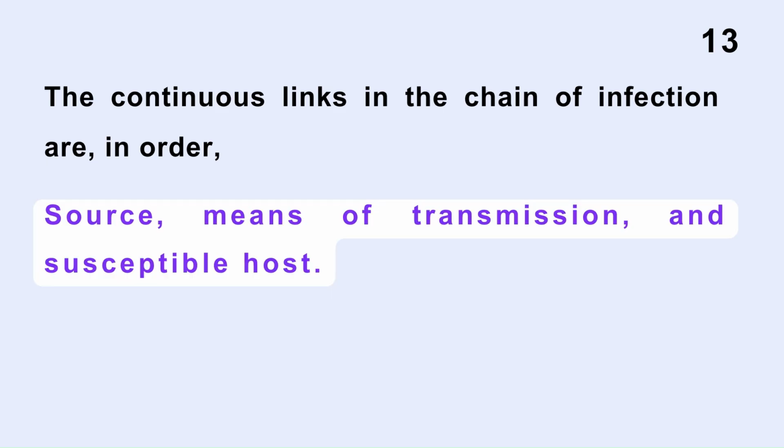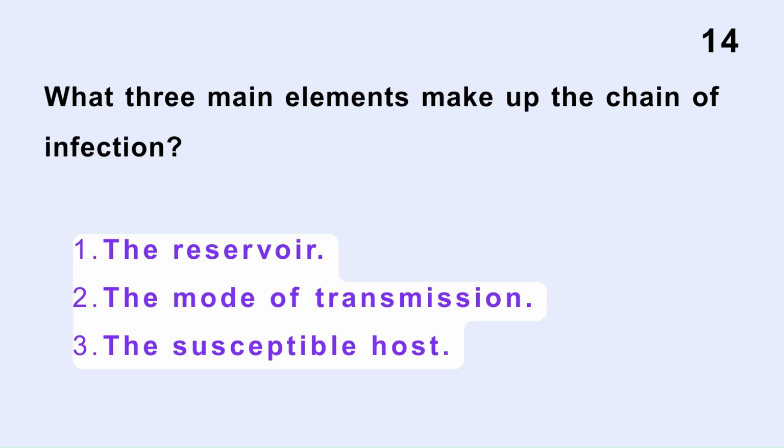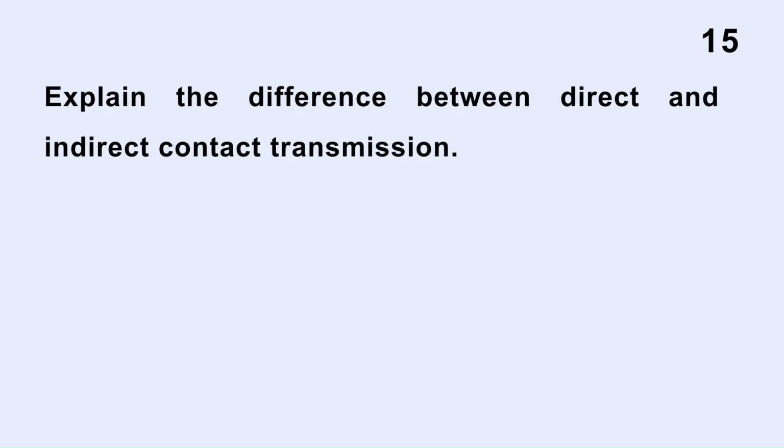Number 13. The continuous links in the chain of infection are in order: source, means of transmission, and susceptible host. Number 14. What 3 main elements make up the chain of infection? 1. The reservoir. 2. The mode of transmission. 3. The susceptible host.